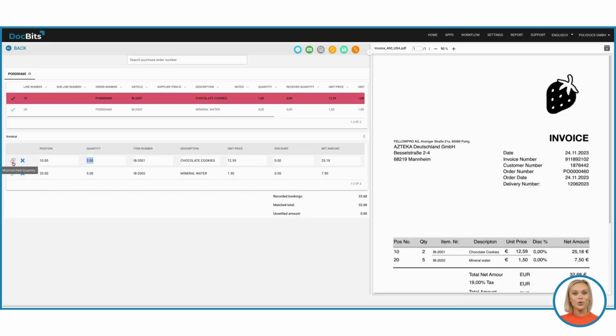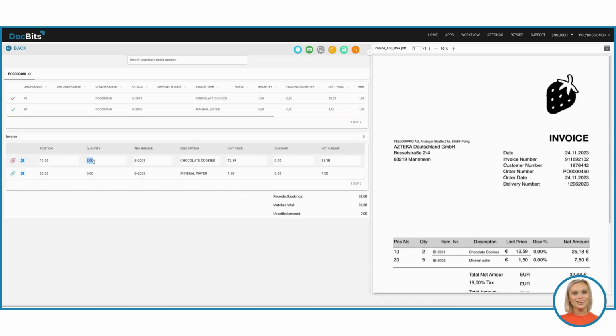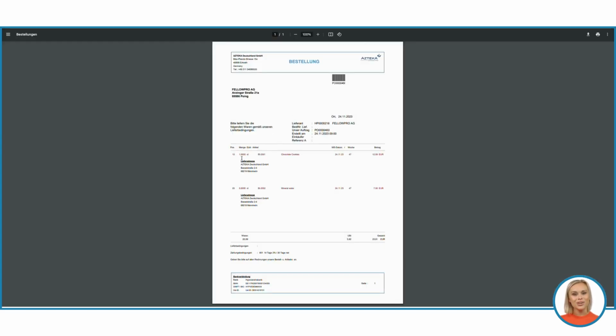Now let's switch to order matching. We have a corresponding purchase order for this invoice, and we will see how DocBits matches it. As you can see, DocBits is now comparing the invoice to the order. But wait, there's a discrepancy.